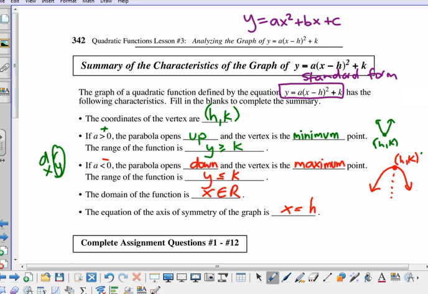Okay, so your homework for this is numbers 1, 2 odd, 3 odd, and then 4 to 12. So I just shortened 2 and 3, and that's it for this lesson.